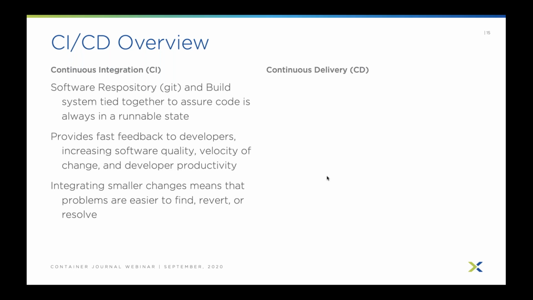By checking every check-in and rejecting the ones that are not buildable, that fast feedback to developers increases software quality, allows them to check in smaller changes and increases their velocity, and ultimately increases developer productivity because that feedback happens on every check-in. That means that it becomes a virtuous cycle, as we saw for DevOps, which is that developers will check in more frequently. That means smaller changes come in and the problems that they need to fix, remediate, or revert or resolve are also smaller. That's how we get that higher velocity and higher productivity.